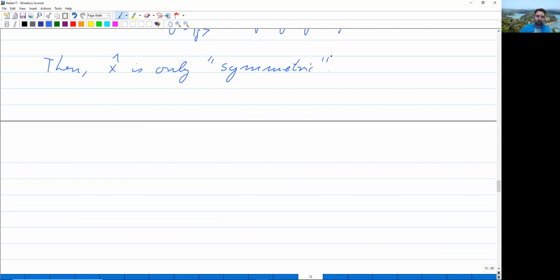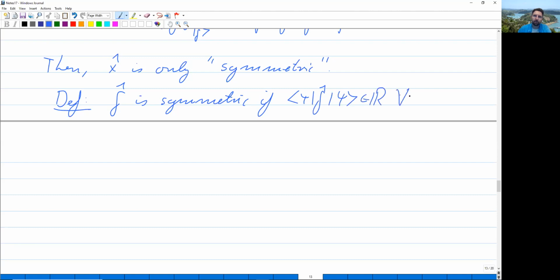So what is a symmetric operator? Definition. An observable f hat is symmetric if psi, f hat psi is a real number for all psi in the domain of our operator f hat. See, this is the minimum requirement that we want of an observable, namely that all its predictions come out real numbers. That's certainly something that experimentalists would insist on. They don't measure imaginary numbers, right? So f hat, an observable, is symmetric if the expectation value is real for all states in its domain.